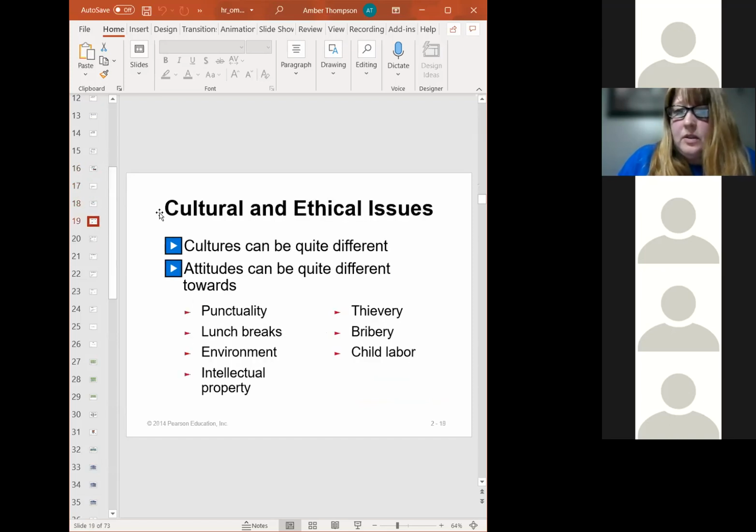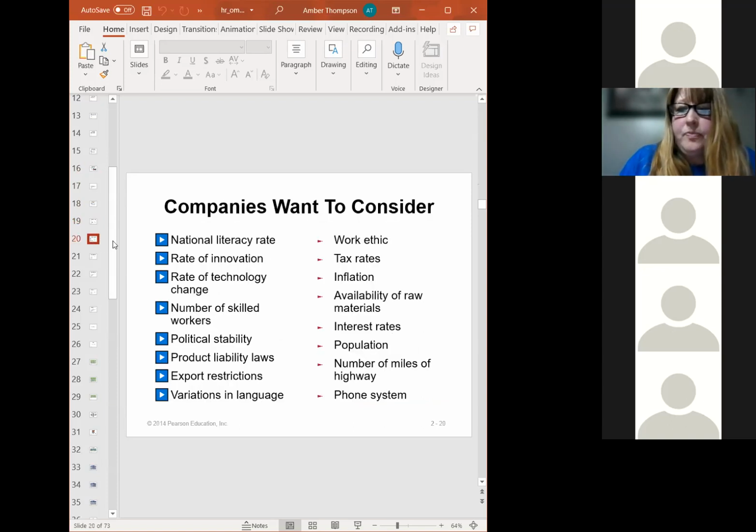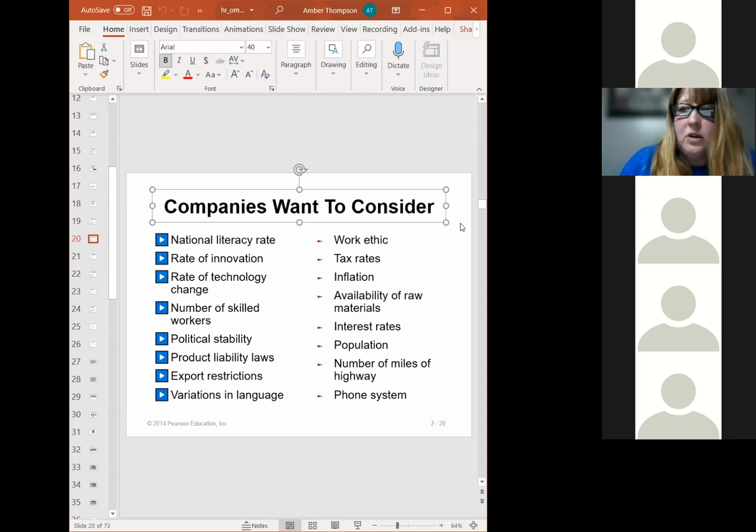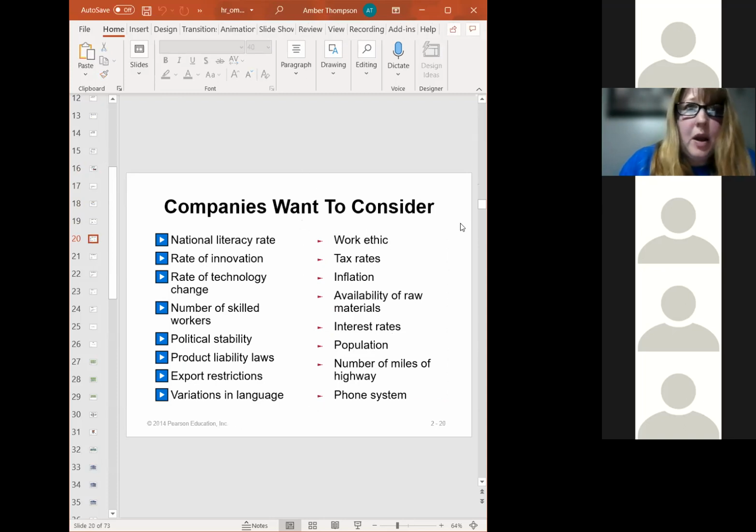Okay, so cultural, ethical issues, we talked about that. And here's just a little list of things that companies want to consider. Work ethic. You know, if you're somebody that wants your employees to work 12 hours a day, you're probably not going to settle in Spain. And you're probably not going to work with folks from Spain. Not that they don't work 12 hours a day, but they're going to work, go home, take a siesta, and then they're going to get up and maybe possibly work a little bit more after that.